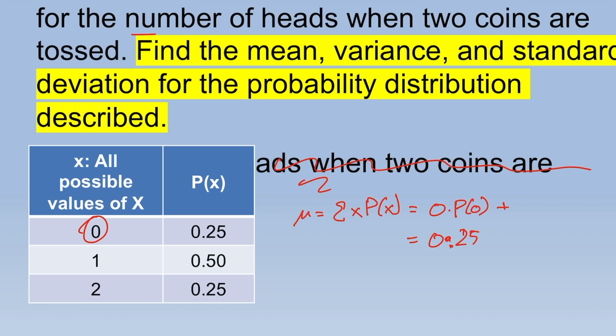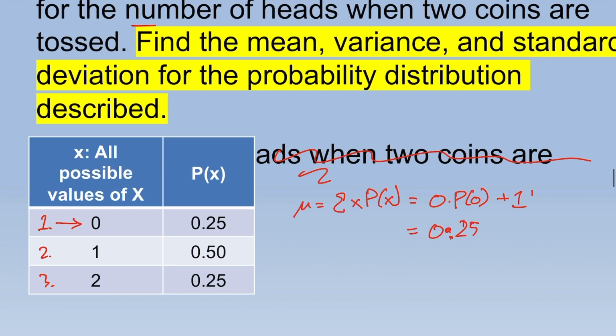Plus, what's my next value? 1. There's the first value, second value, third value, and that's it. So I've got 1 times the probability of 1. Well, what is the probability of getting 1 head? That's going to be 0.5. Plus 2. That's the third value. What's the probability of getting 2? That's going to be 0.25.